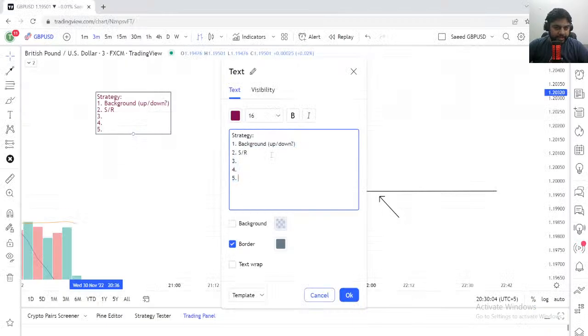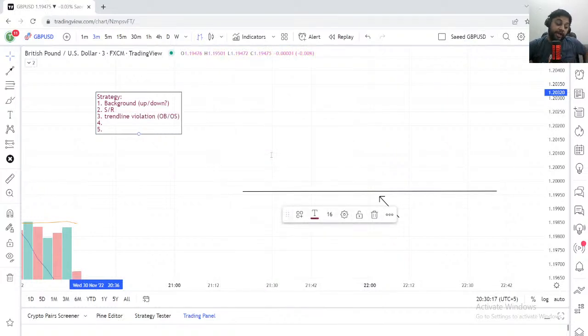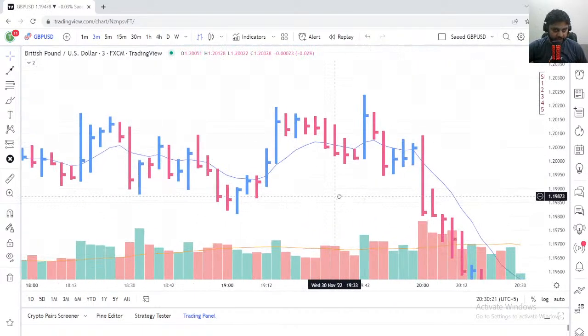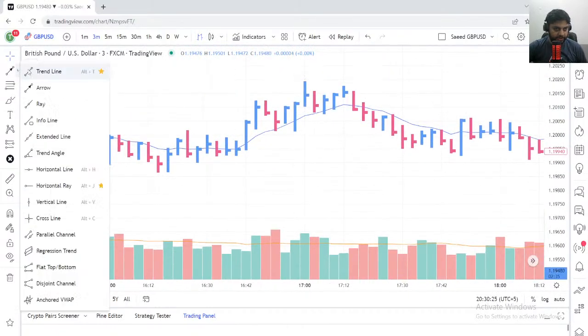And then you have trend line violation. Now what's that? Trend line violation can be in the form of OB, which is overbought, or OS, which is oversold. I already explained that, right? So if you see that the market is overbought, then you can expect that the market will go down from here.